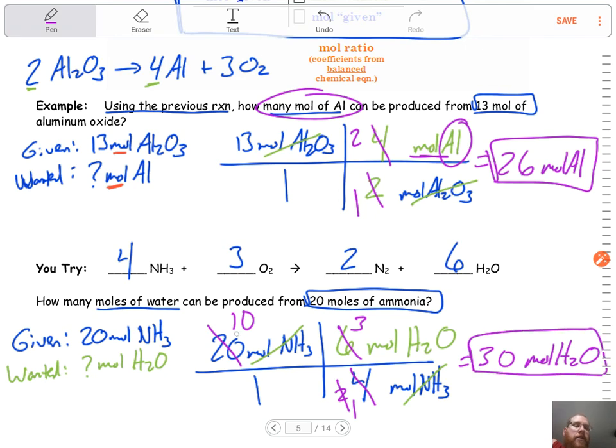Guys, if you were confused on how I just reduced that, you don't need to reduce it if you're not comfortable. Just use your calculator. But you can also reduce it if you're more comfortable with that.